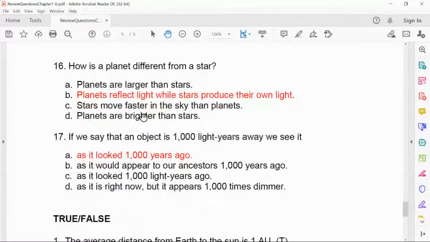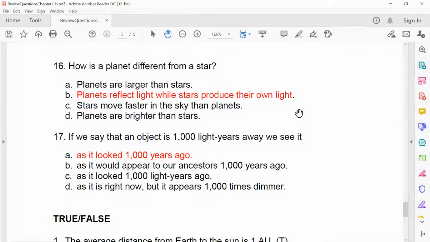How is a planet different from a star? Planets reflect light while stars produce their own. So that's the main difference. The Sun is a star, it produces light. But when you look at other planets, they actually only reflect light, and that's how we see them.